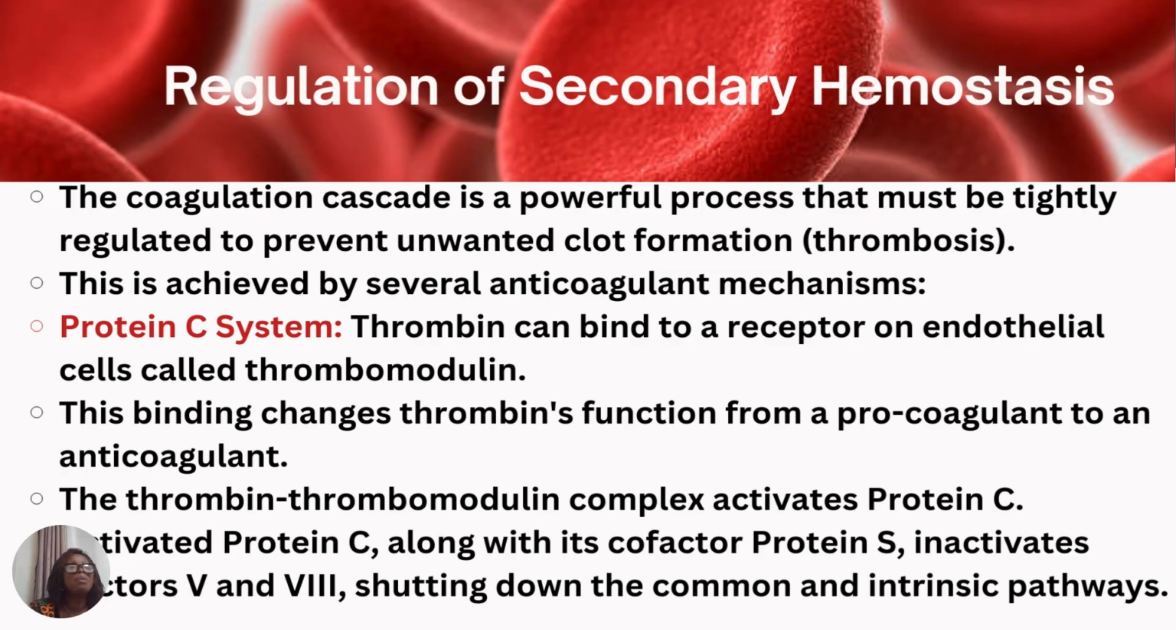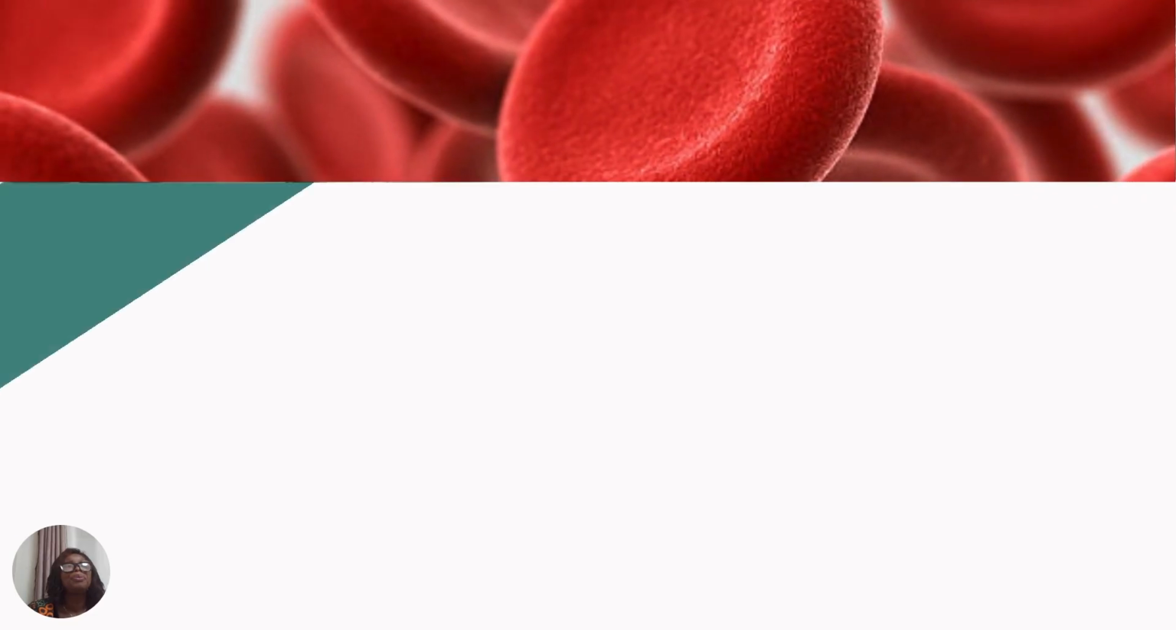Remember that for this to happen, thrombin has to bind to thrombomodulin on the endothelial cells, and the complex will then activate protein C. In the presence of cofactor protein S, factor 5 and factor 8 are inactivated.